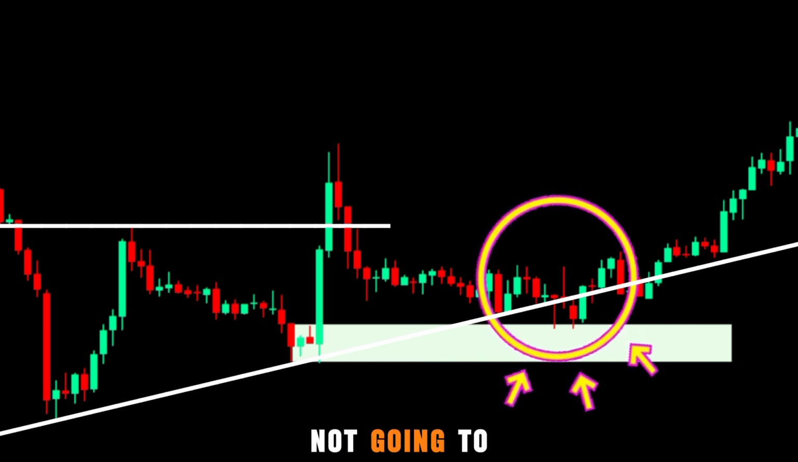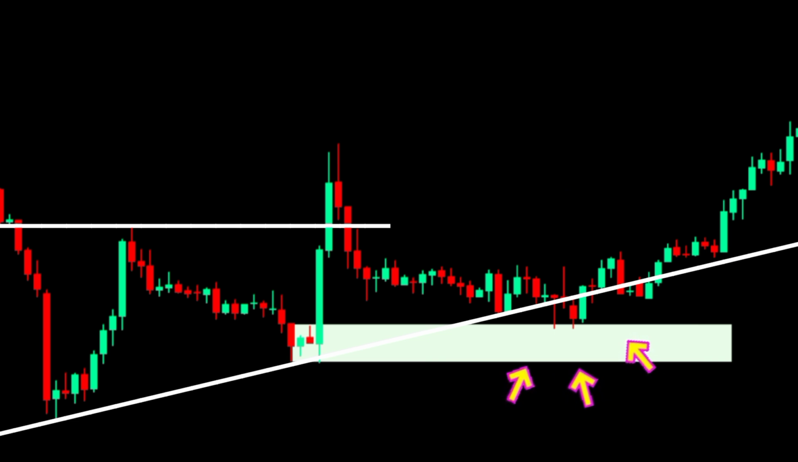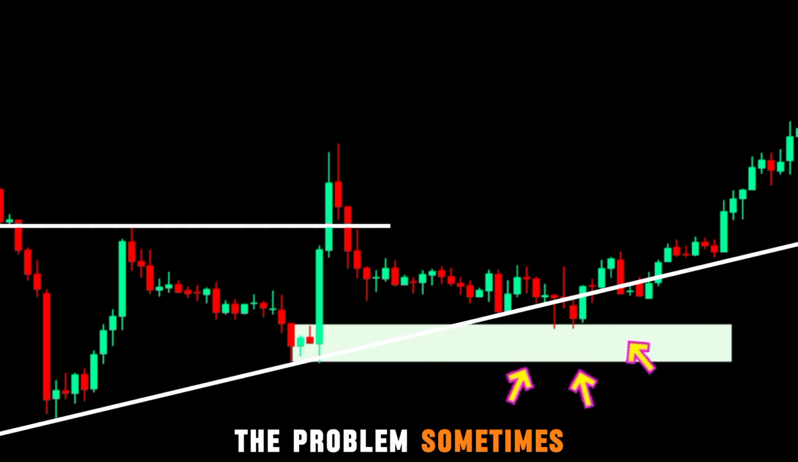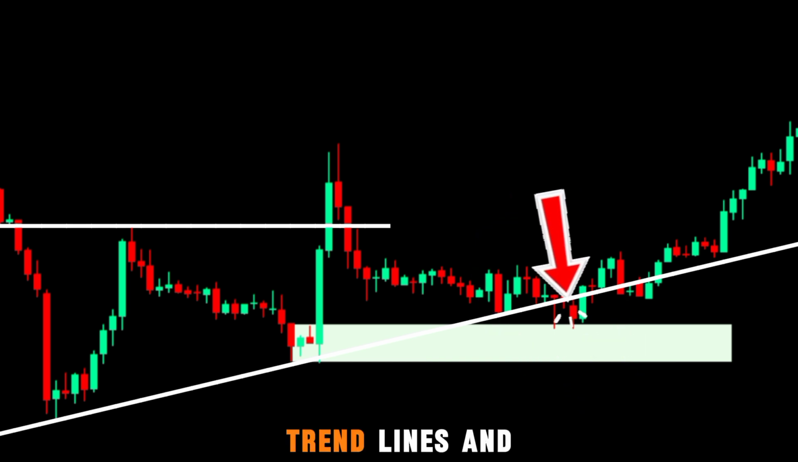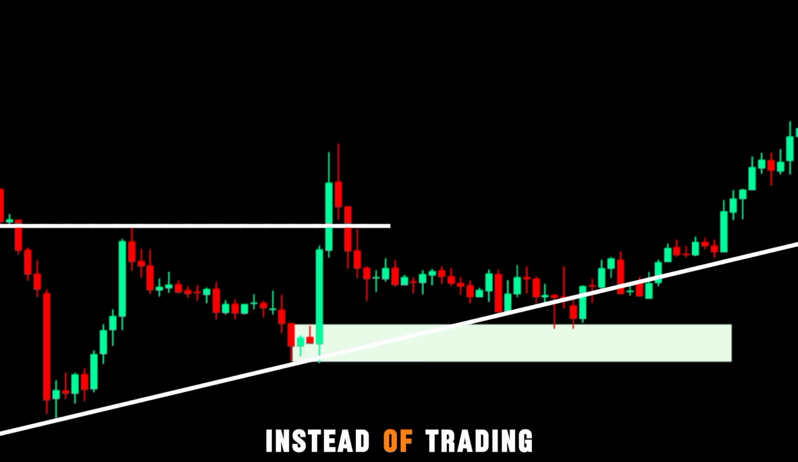But you are not going to jump into a trade right away. You get to be as patient as a man waiting for free food. This time you are just one step to taking the trade. But here is the problem. Sometimes the market can touch both the trend lines and order block and still move beyond it. So instead of trading with a limit order, we must wait for a signal candlestick.